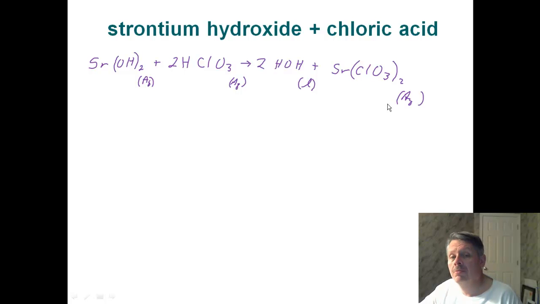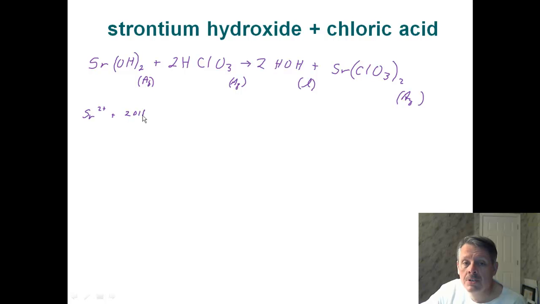All right, so what do we do? Well, we notice that we can write our full ionic equation, which is Sr 2 plus, 2 OHs, and they are 1 minus, and plus 2 hydrogens, plus 2 ClO3s. Now, the 2 hydrogens are positive, the chlorates are negative, and they're all aqueous.